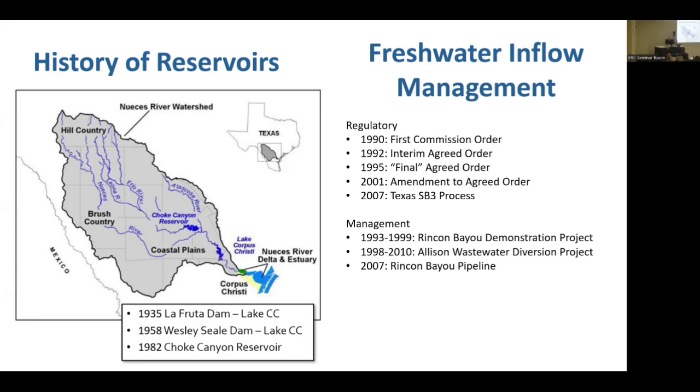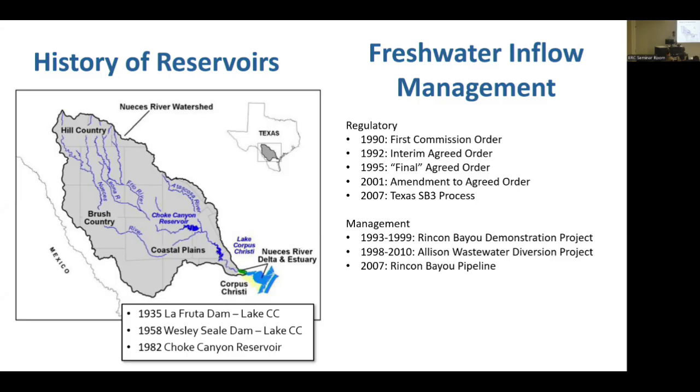And also helped prevent saltwater intrusion upstream into agricultural lands. But the two major impoundments, first of which was the establishment of Lake Corpus Christi with the construction of the La Fruta Dam in 1935, followed by an expansion of Lake Corpus Christi with the construction of the Wesley Seal Dam in 1958. And then perhaps most importantly, and the largest impoundment on the Nueces River, is the Choke Canyon Reservoir, which was established in 1982 with the construction of the Choke Canyon Dam.